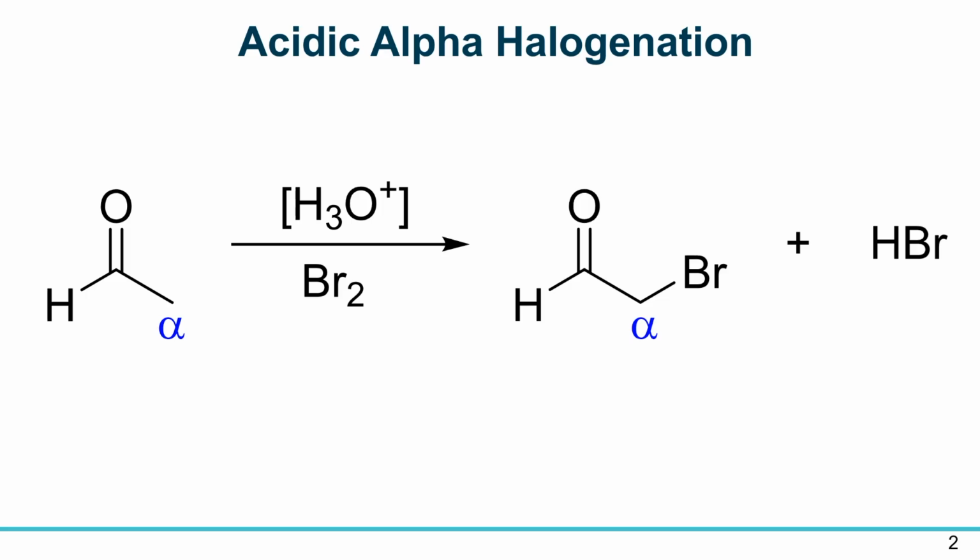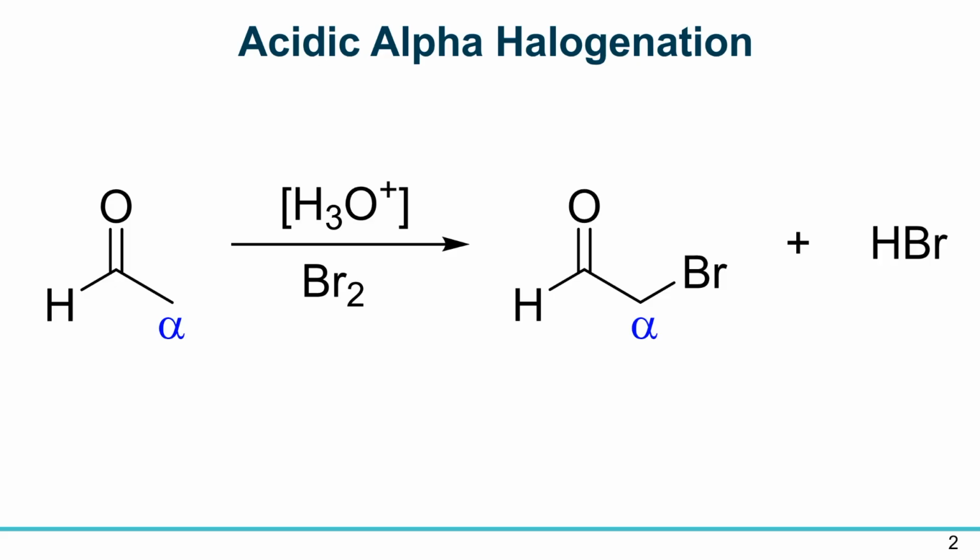Ketones and aldehydes are capable of undergoing halogenation at the alpha position under acidic conditions. In this example, ethanal is converted to 2-bromoethanal with the use of bromine under acidic aqueous conditions. Using this methodology, several different halogens can be installed, including bromine, chlorine, and iodine. However, fluorination is not common.